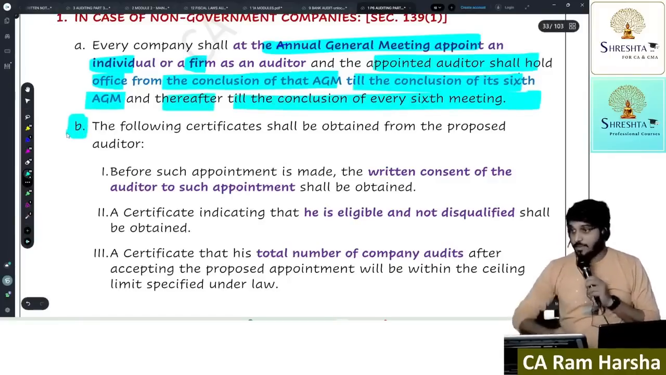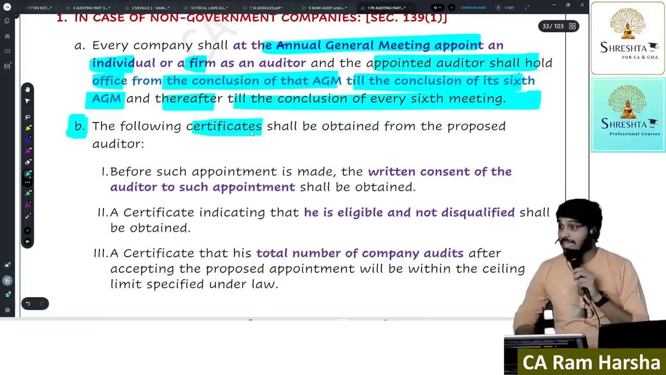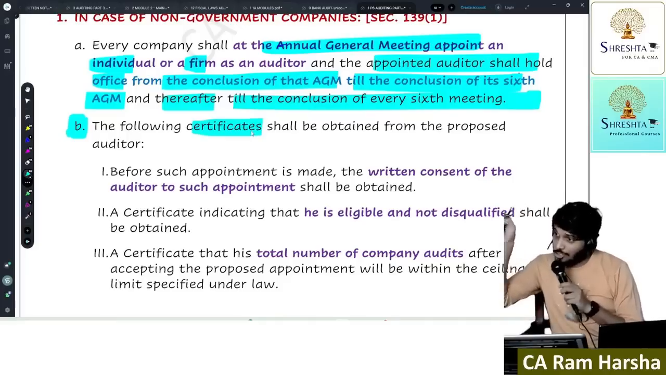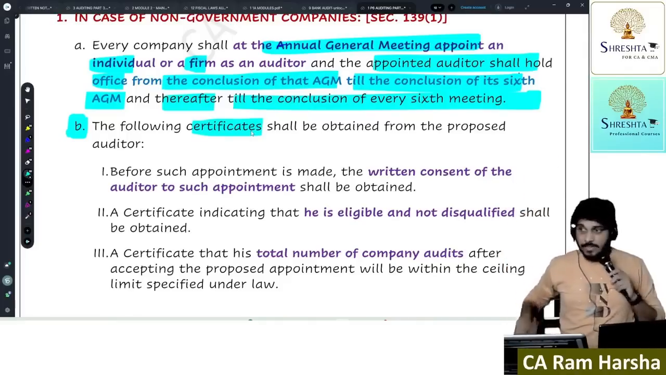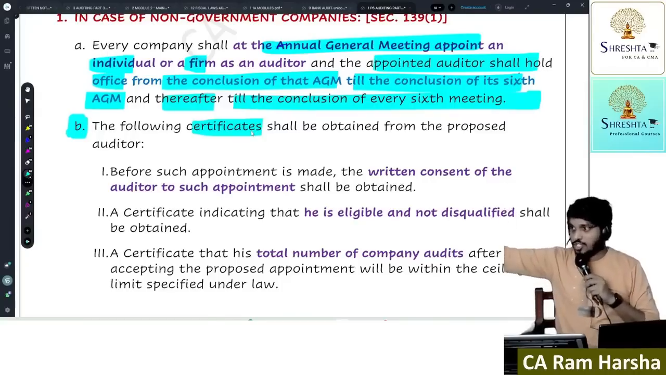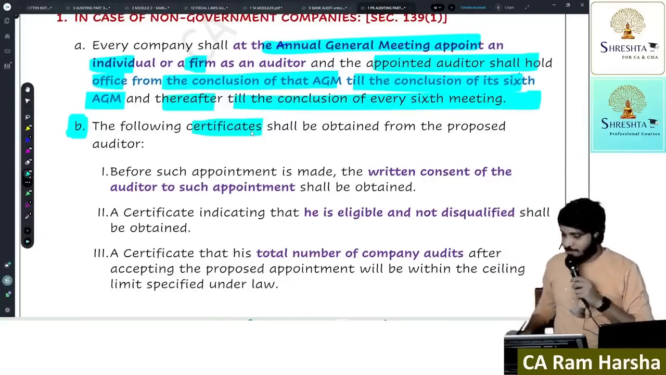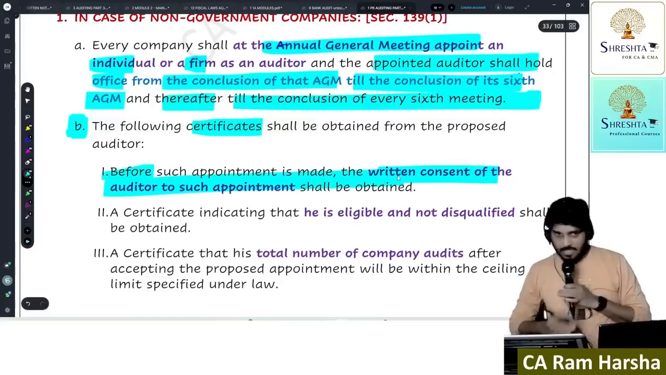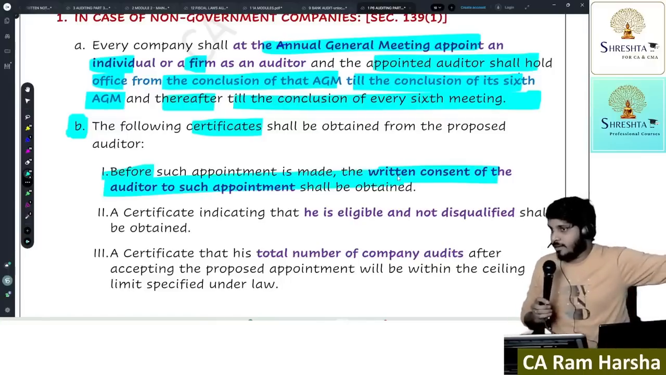Now this question has been asked. What are the certificates the company shall obtain from the proposed auditor or proposed cost auditor or proposed secretary, anybody? What are the certificates the company shall obtain from the proposed cost auditor? They may ask you like this. A cost auditor also has the same disqualifications. Before the appointment is made, first get the consent. First of all, is he interested or not? Ask him. Don't give him a surprise that he was appointed.